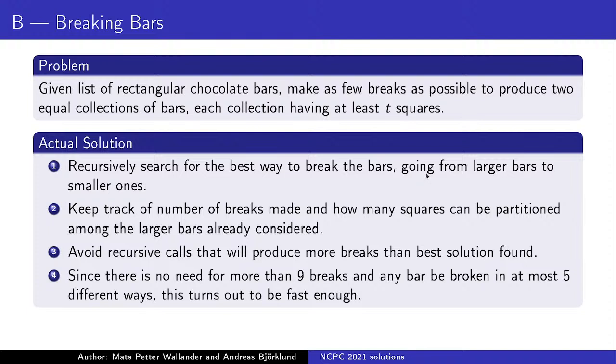And we also use the property that any given bar can be broken in a very small number of ways. There are at most 5 different ways of breaking any given bar. And because of these bounds, this kind of branch and bound turns out to be fast enough.